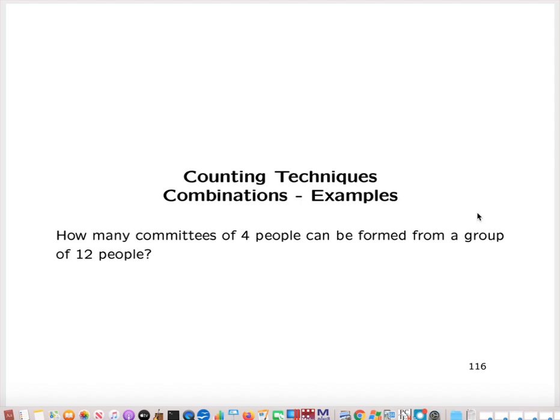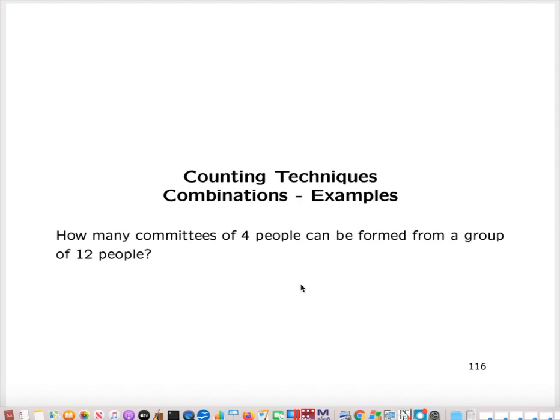Okay, let's look at some examples. All right, so this first example asks us, how many committees of 4 people can be formed from a group of 12 people? Now, there's no other constraint besides selecting a group of 4 people. There's nothing that would say that the order that they're selected is important. There's nothing that says that the people have different positions on the committee. It's just a group of 4 people. And so this is an unordered subset of the 12 people that we have to select from.